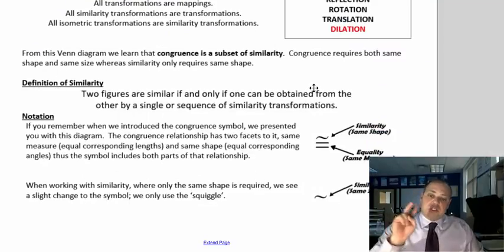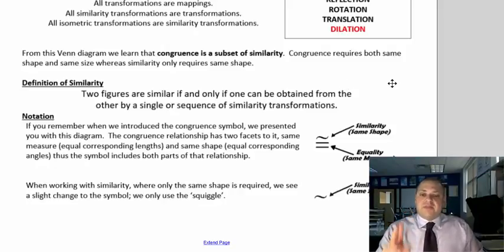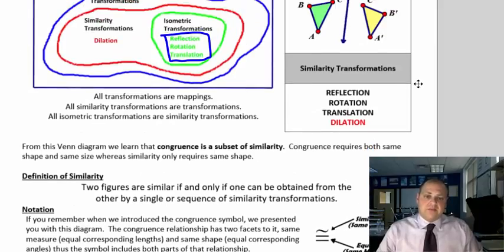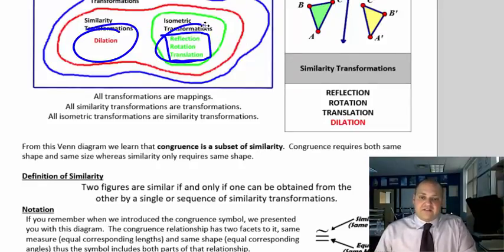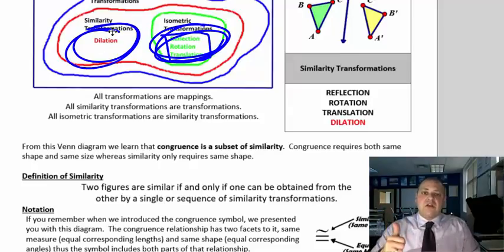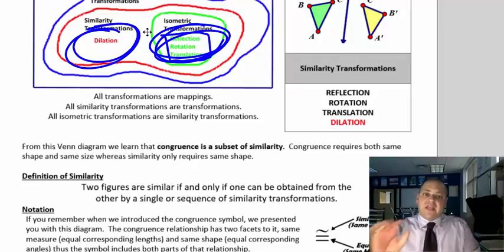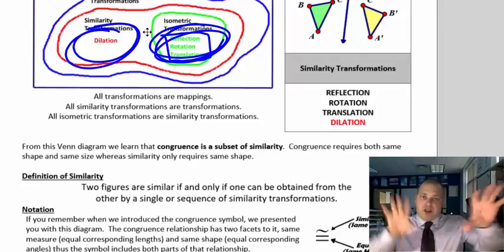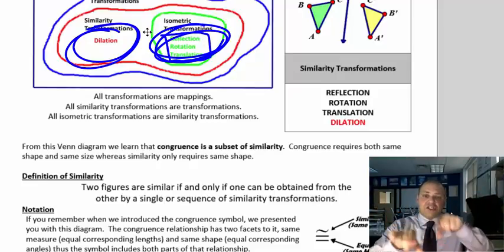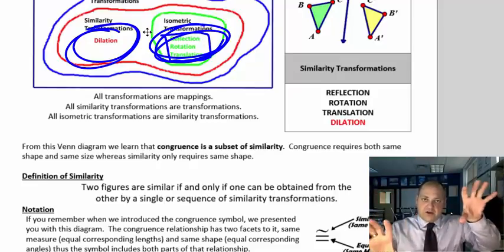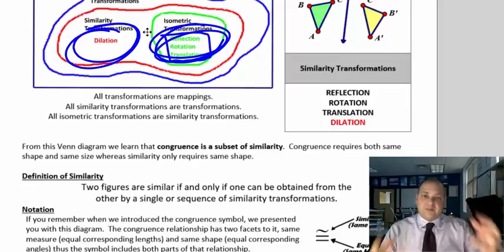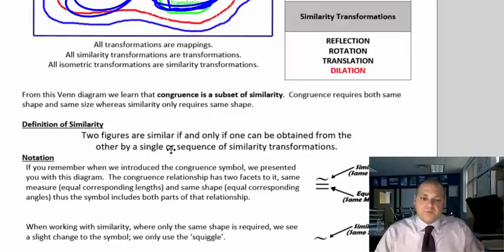The definition of similarity: two figures are similar if and only if one can be obtained from the other by a single or sequence of similarity transformations. So basically, that's the definition. If you can do a dilation, a translation, a rotation, or reflection, any combination of those transformations, and get from one triangle to the other, you have what's called similar figures. That's what we're going after here.